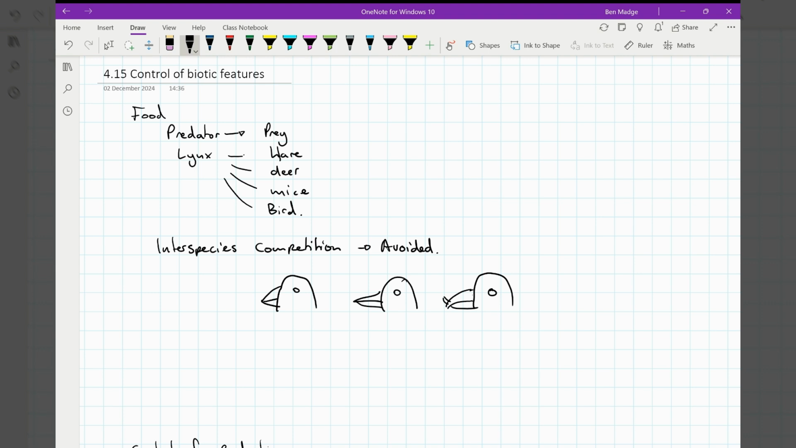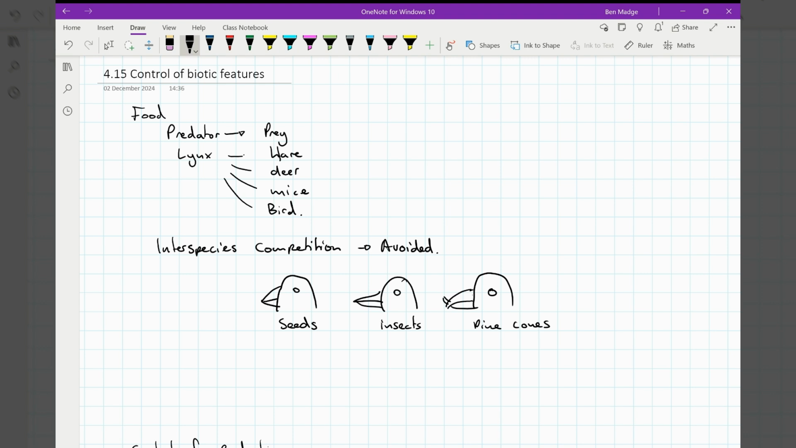Okay, so here's some finches. This eats seeds because it's got a strong seed breaking beak. You've got one that eats more insects because it's got a long, thin, pointy beak for picking them out. And this one's got a crossed over bill for eating pine cones. So an example of this would be something like finches or wading birds. So they will have a specific adaptation that helps avoid interspecies competition.